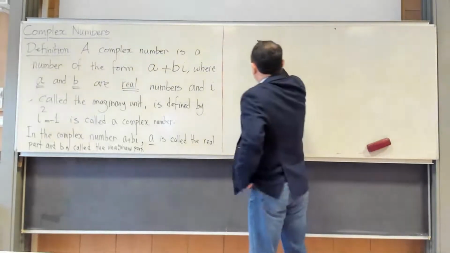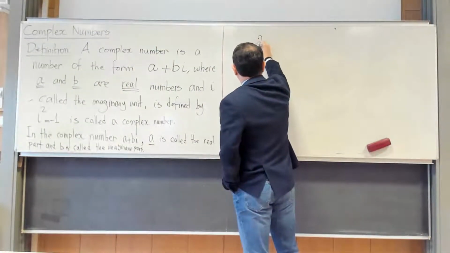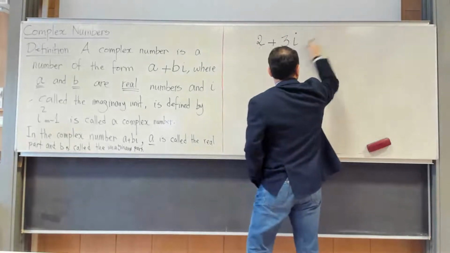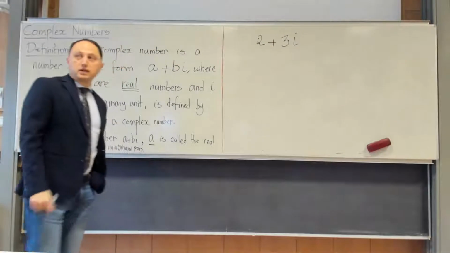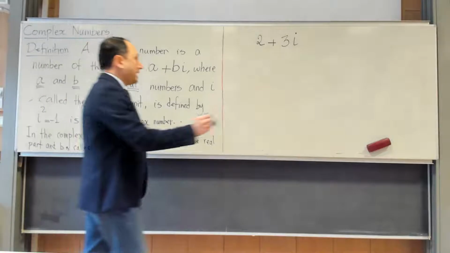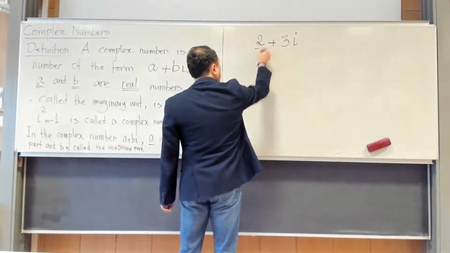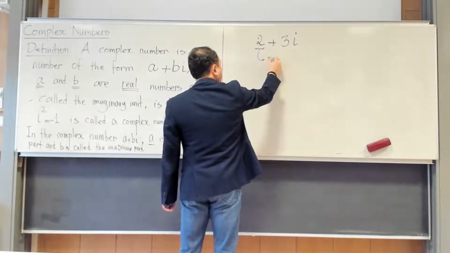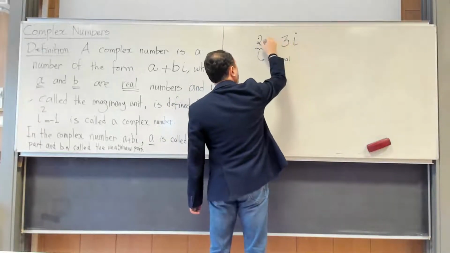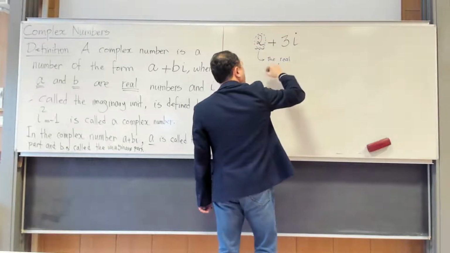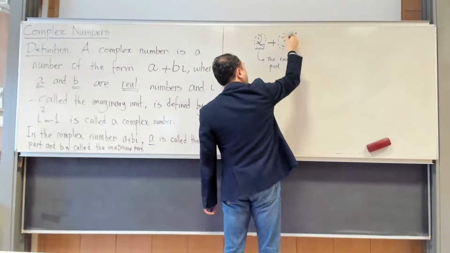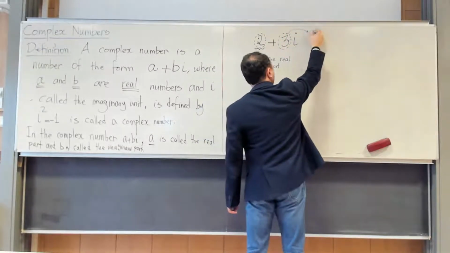So what I'm saying is that, for example, 2 plus 3 multiplied by I is a complex number. That's a complex number. And the one without I is called the real part. So you see, this number is the real part. This number, even though itself is real, is called the imaginary part.